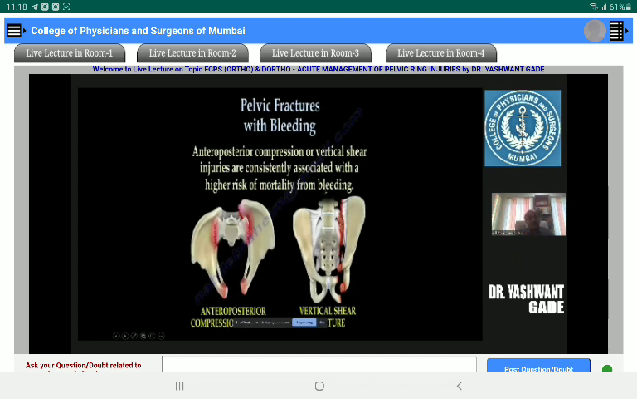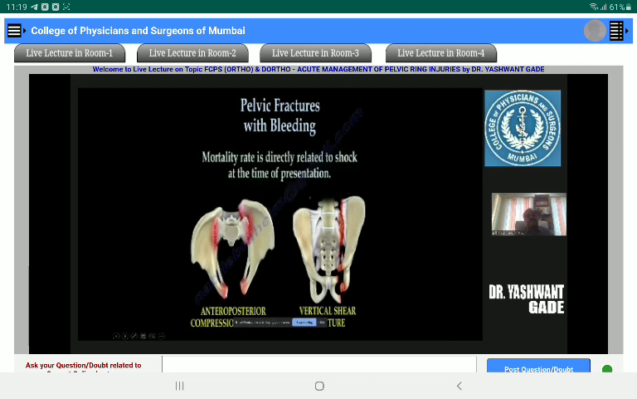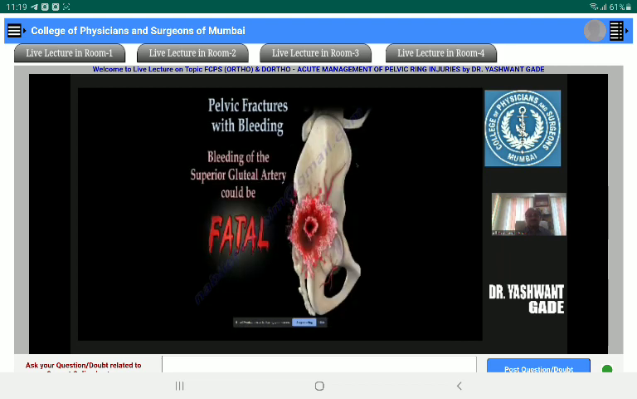So, anterior-posterior compression or vertical shear injuries are consistently associated with a high risk of mortality from bleeding. If there is anterior-posterior compression with disruption of the sacroiliac joint as well as vertical shear fracture, see this, the pelvis is shifted vertically and there is a shear force which leads to significant bleeding. The mortality rate is directly related to shock at the time of presentation. The patient can be presented to you in severe shock, and it leads to significant mortality. Bleeding from the superior gluteal artery could be fatal.